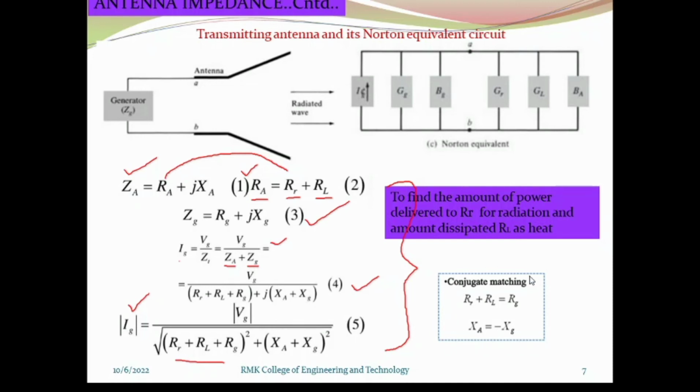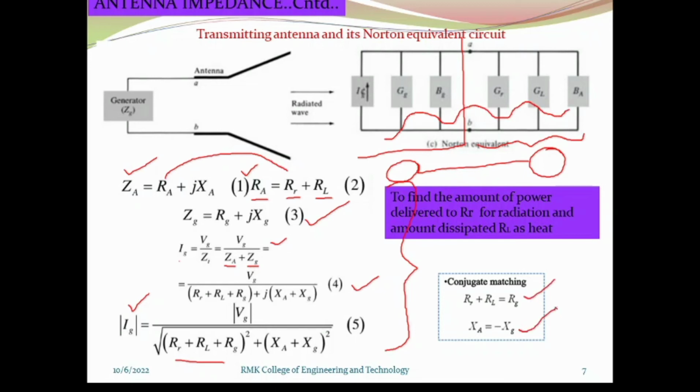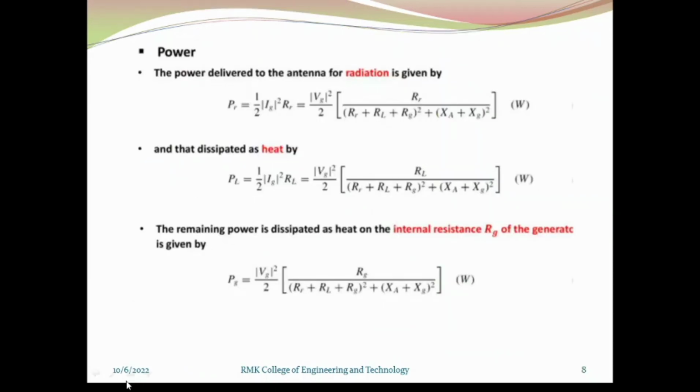So this is the conjugate matching condition for transmitting maximum power from the source to the antenna system, right? Here this is the complete generator part, and this side is the antenna part. So this impedance should be matched with the source impedance in order to deliver maximum signal to the antenna system. For that we apply these conditions over equation number 5, and we will get the remaining cases. Power can be calculated by applying the conjugate conditions.